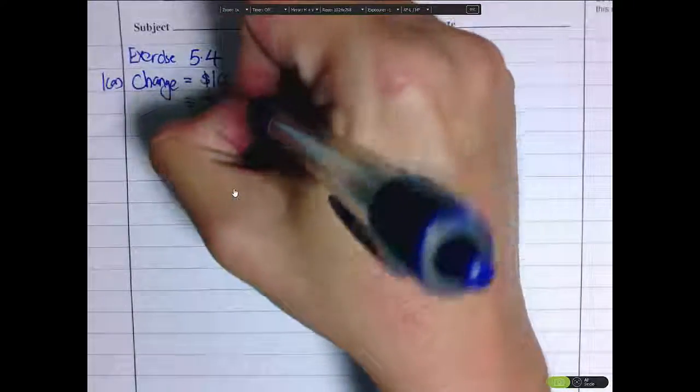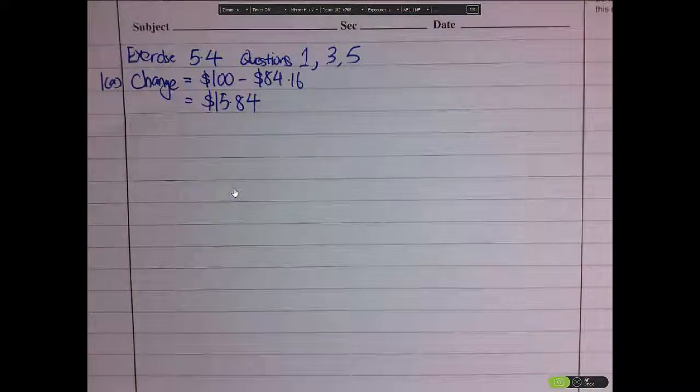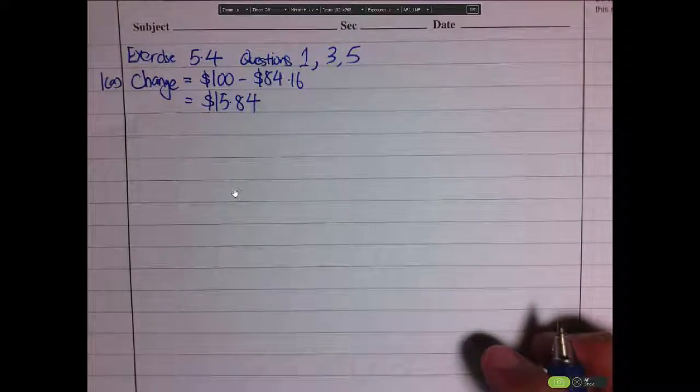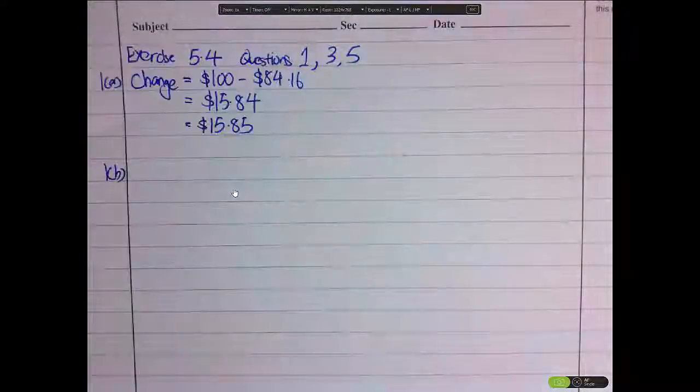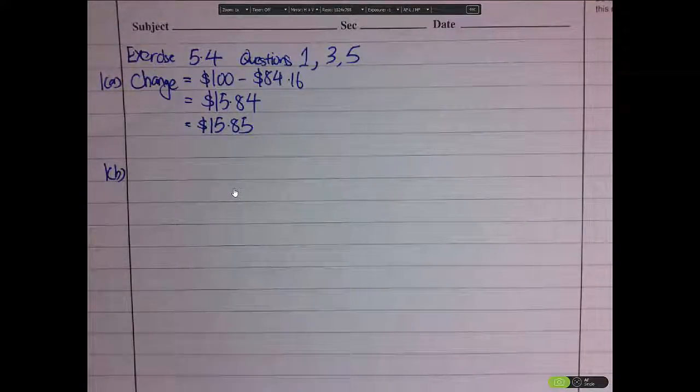But as easy as it is, you could get it wrong, because you have to correct your answer to the nearest 5 cents. Some people may fail to read this part and get this super easy question wrong. And it's $15.85. That's question 1A.